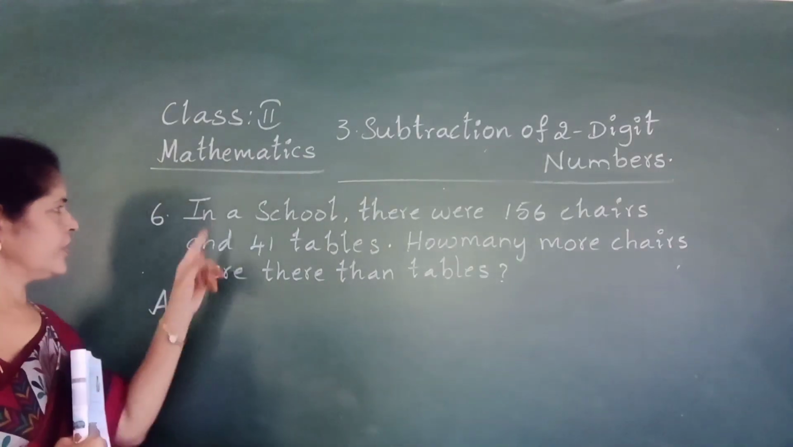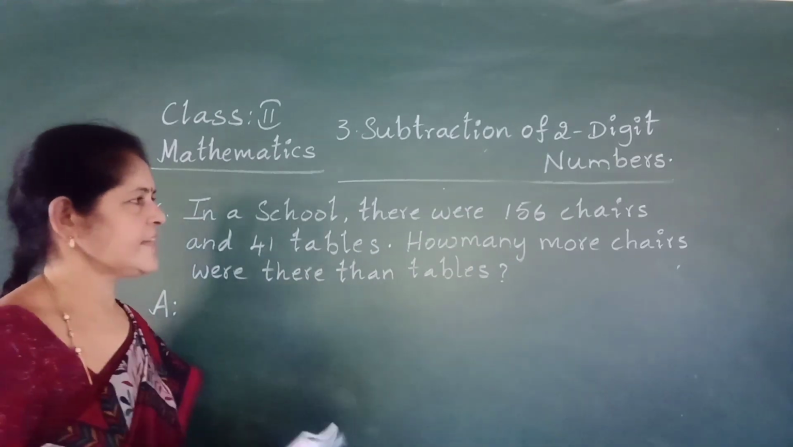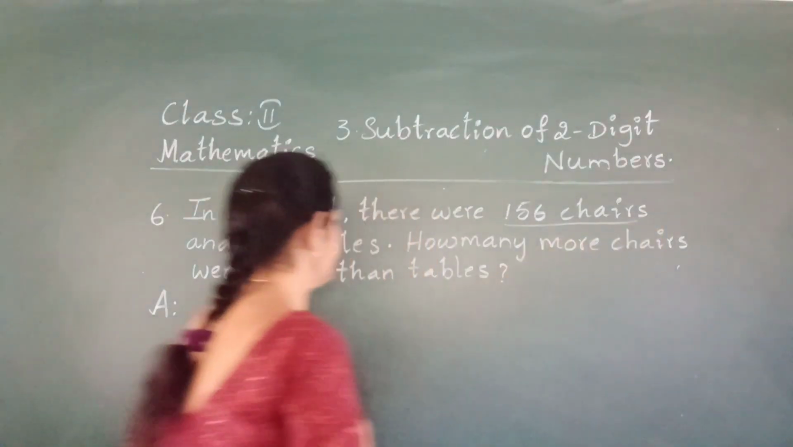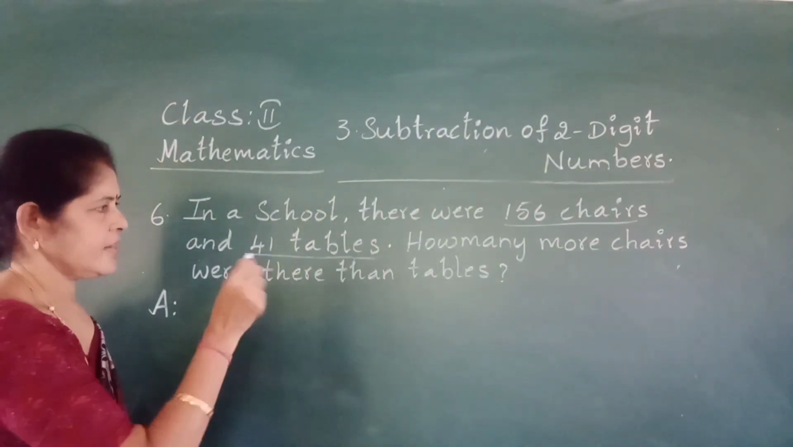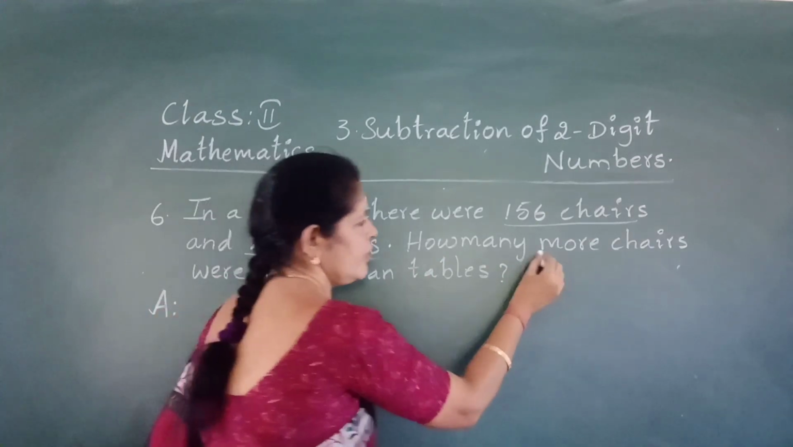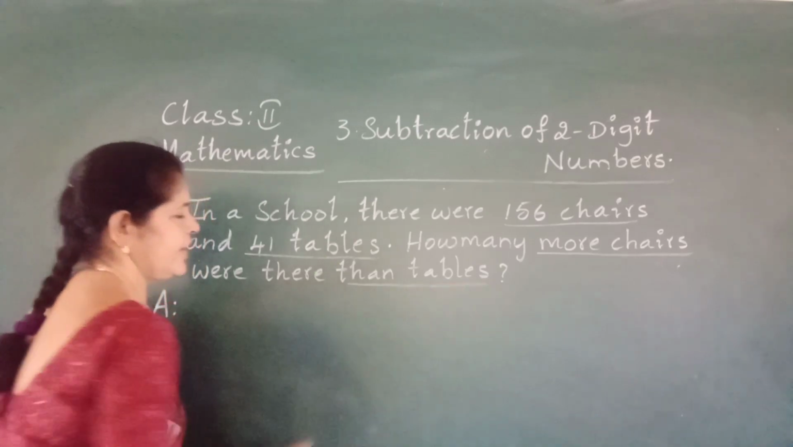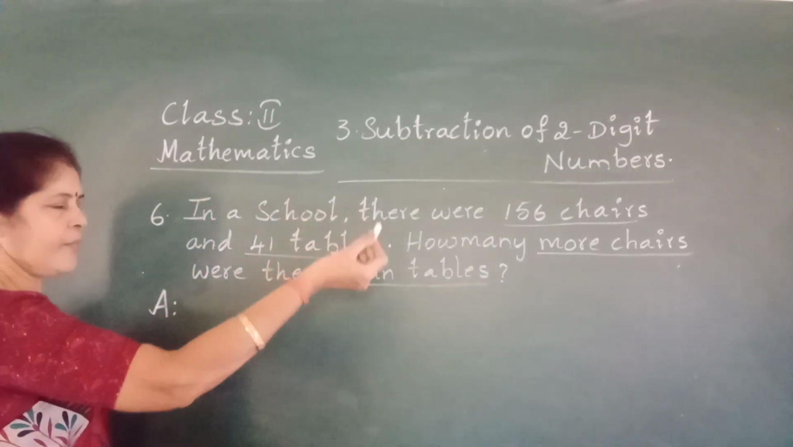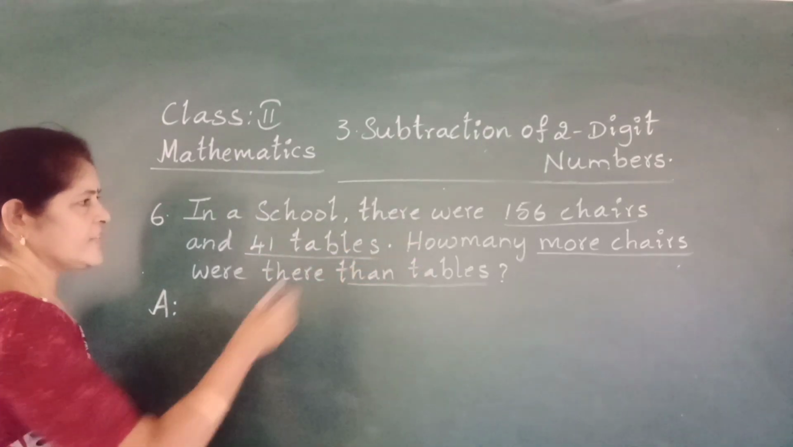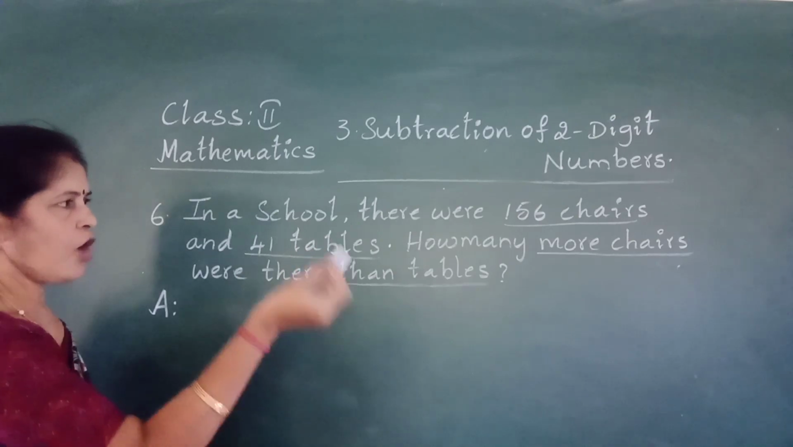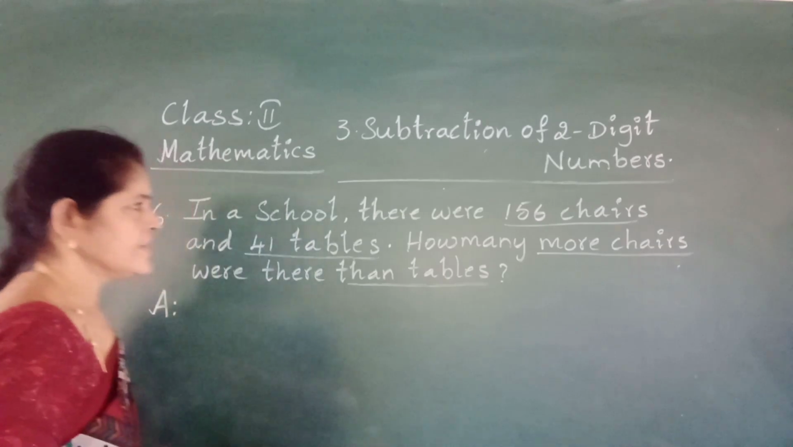Come on children, look at the board. In a school, there were 156 chairs, underline, and 41 tables. Number of chairs, number of tables. How many more chairs were there than tables? Here we are going to compare the number of chairs and the number of tables. How many more chairs? That means which is more of these two? How many more means? Here also we are using subtraction.